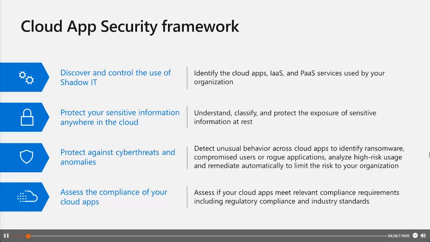The first one is discovering and controlling shadow IT. So you can identify cloud apps, IaaS, and PaaS services used by your organization, by your users themselves. So you can investigate usage patterns, assess the risk levels, and for example the business readiness of more than 60,000 SaaS apps against more than 80 risks. The second point is the protection of your sensitive information anywhere in the cloud.